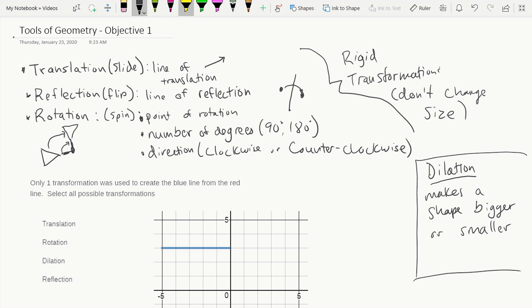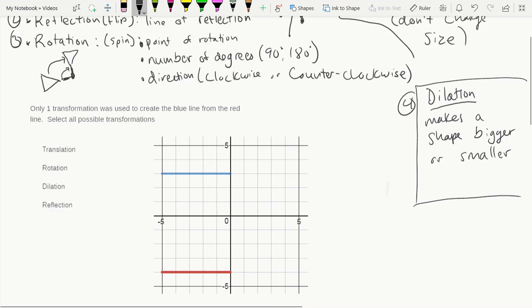So those are our four, right? Well, we have four. 1, 2, 3, 4 transformations. 3 of them are rigid, 1 is not. Let's look at some of these questions.